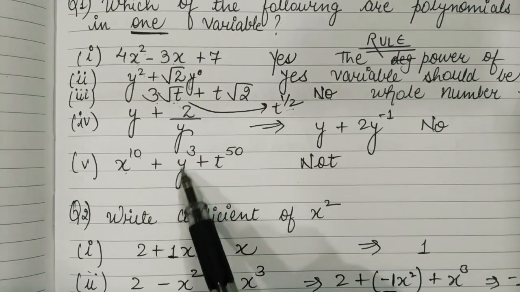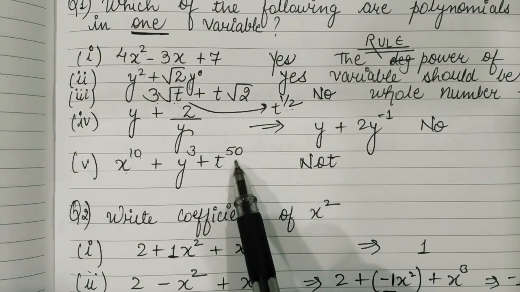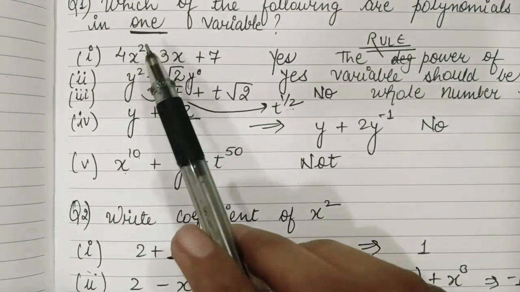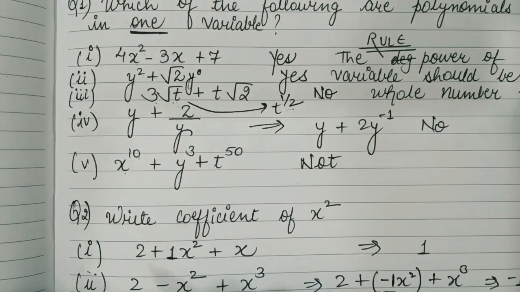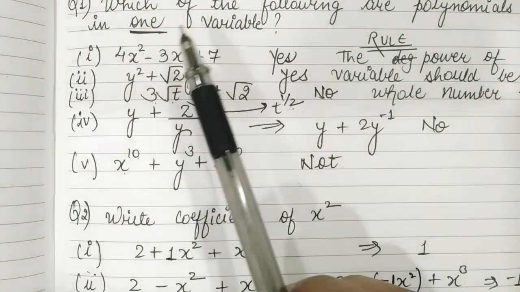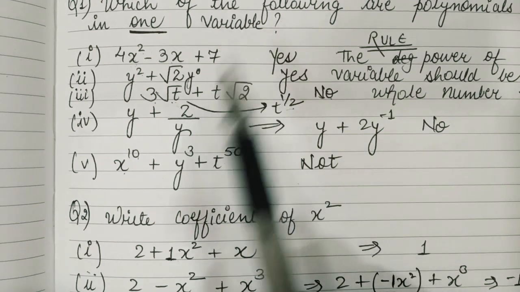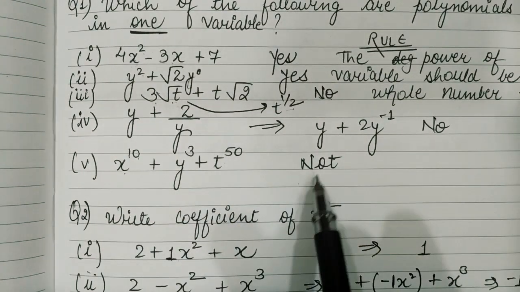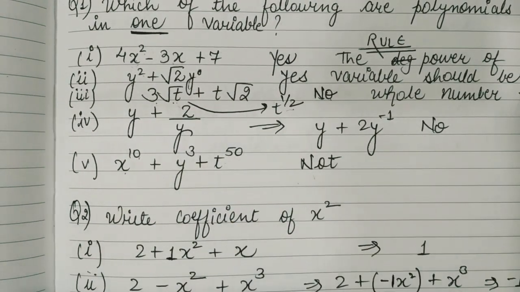Here 10, 3 and 50 are all whole numbers, but there are 3 variables and we are asked in the question about one variable. So here also our answer will be no. If in the question it is asked which of these are polynomials, this will also be our answer. But since it is written as one variable, we are going to write no here.